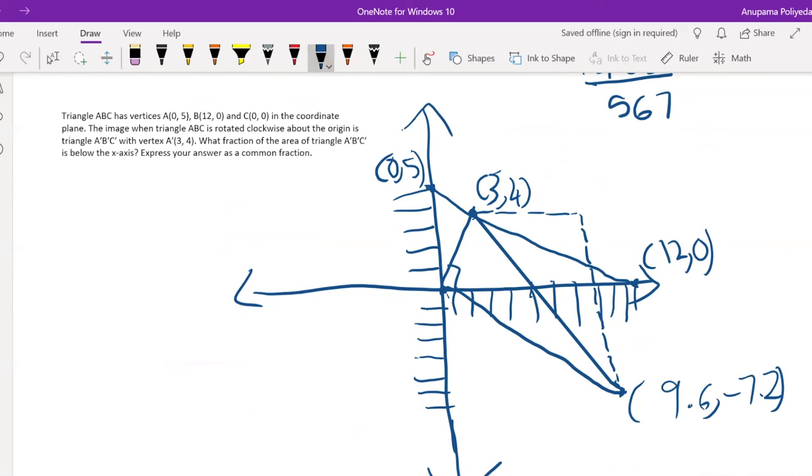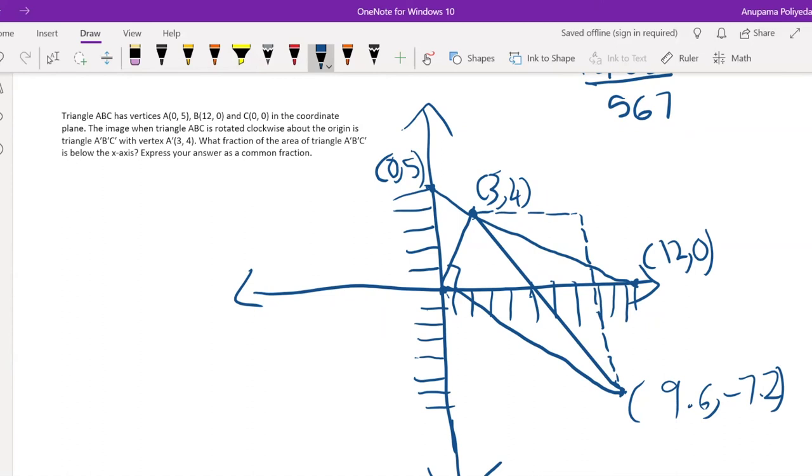Yeah, it is a little difficult for good reason, because it's hard to get to number 30 in the first place, and then getting it right is another matter. But now we'll look at it. So vertices A, 0, 5, graphed here, 12, 0, graphed here, and the origin, in the coordinate plane. The image is rotated clockwise about the origin, and how it's rotated isn't really specified, like what degree, but we know that the image of A is 3, 4, which is also graphed. And we want to find what fraction of the area of the rotated triangle is below the x-axis.